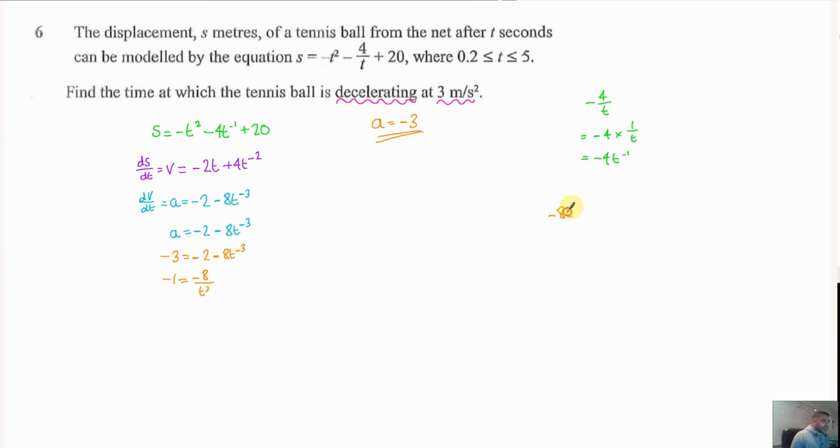If I've got minus 8t to the power of minus 3, that's like saying minus 8 times t to the power of minus 3, or minus 8 times the reciprocal, because it's a negative, so it'll be 1 over t cubed, so it'll be minus 8 over t cubed. Now if I multiply both sides by t cubed, that tells me that minus 1 times that, minus t cubed, equals minus 8. Times both sides by minus 1 gives us t cubed is 8, and then t will be the cube root of 8, so t is 2 seconds.